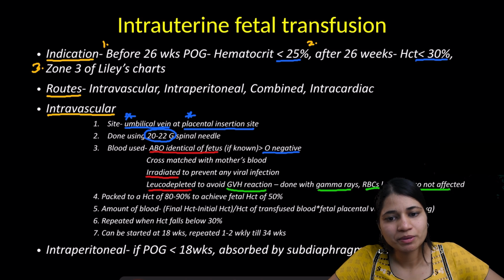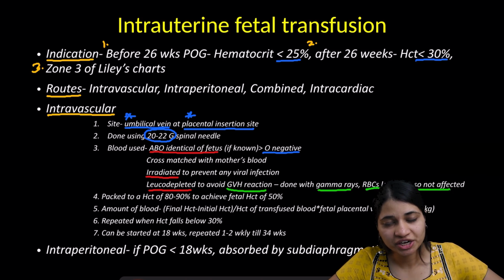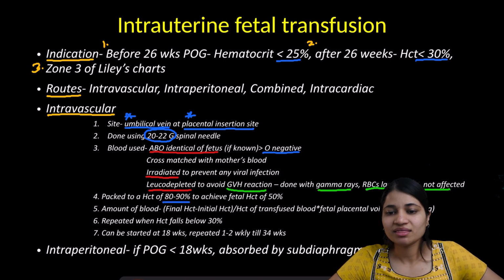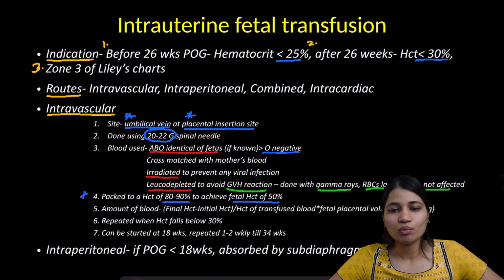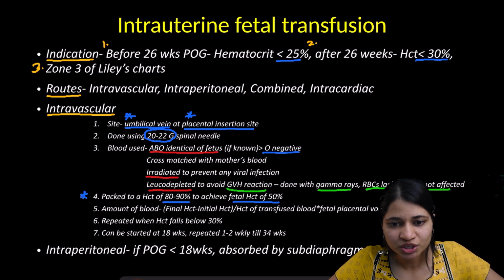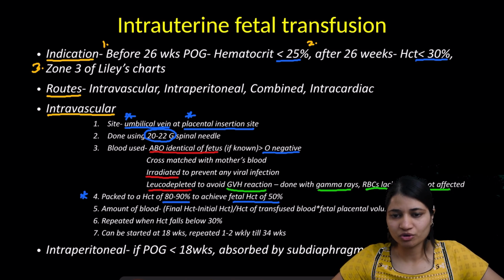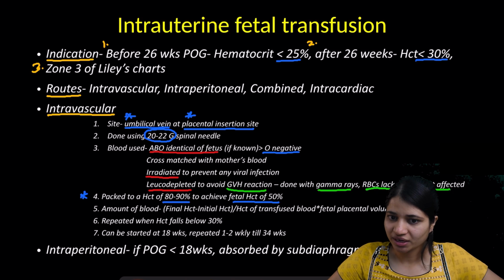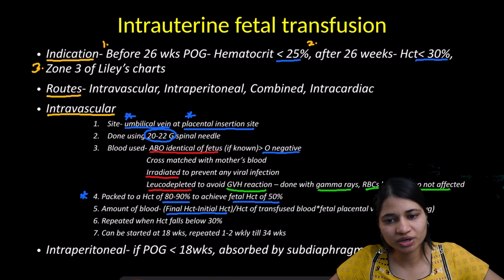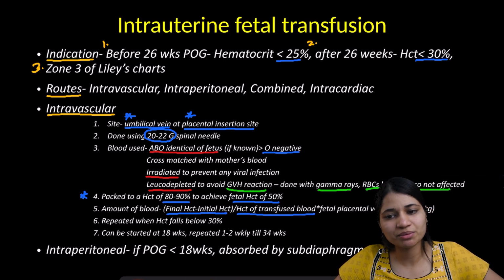Now this blood should be packed to a hematocrit of 80 to 90%, and the aim is to achieve a fetal hematocrit of 50%. What is the amount of blood which should be used? So we have a formula. This formula says the final hematocrit which we aim to achieve minus the initial hematocrit of the baby divided by the hematocrit of the transfused blood, and this whole thing multiplied by the fetal placental volume.